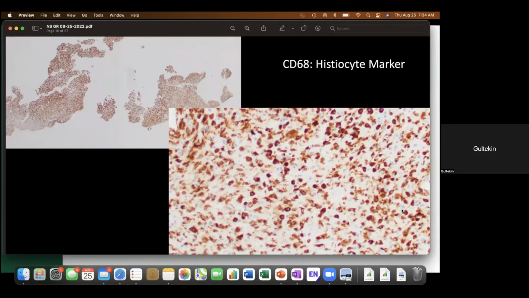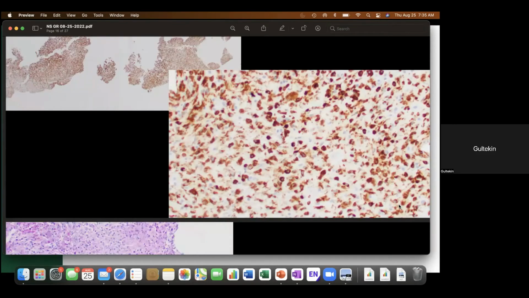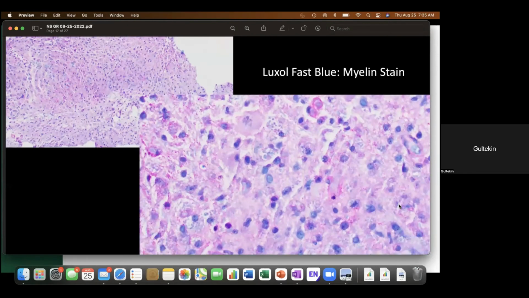If you didn't believe me, if you do a histiocyte marker, such as a CD68, wall-to-wall positivity. On the left side, you see the lower power picture. On the right side, you see what you would see if you turn to the high power lens in the microscope. It's totally riddled with macrophages or histiocytes. Next. So it's a histiocyte-rich lesion.